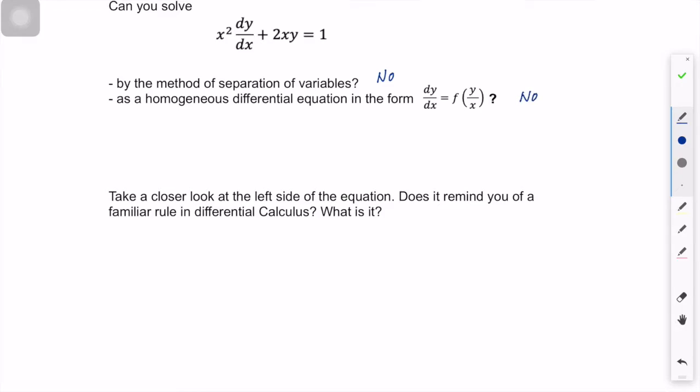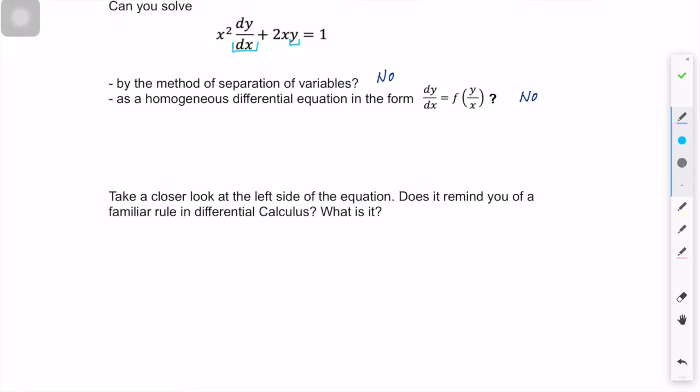Well, before we delve into the new method, take a closer look on the left side. Pay attention to the left side of this equation. Does it look familiar to you? If I asked you to go back to, say, chapter 4, when you first learn about derivatives, does it match up with a certain rule that you know? That rule involves having something multiplied by a derivative in the first term, and then the original y multiplied to something else in the second term.